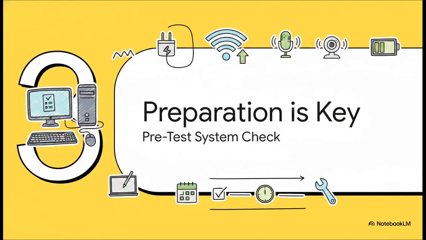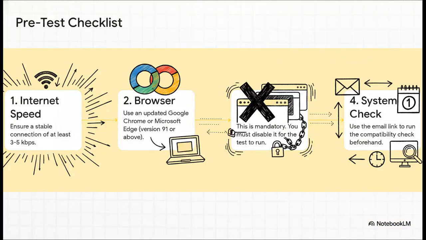A lot of success on test day really comes down to the work you put in before it even starts. So this next part is super important. It's all about making sure your computer is ready to go. Let's run through this little checklist together. First, your internet. Make sure it's stable. Second, your browser. You've got to use a recent version of either Google Chrome or Microsoft Edge. Third, and this one gets a lot of people, you absolutely must disable your pop-up blocker. If you don't, the test just won't work. And finally, see that system compatibility check link in the email? Click it. Do this a day or two before the test. Trust me, it'll save you from a whole lot of last-minute panic.